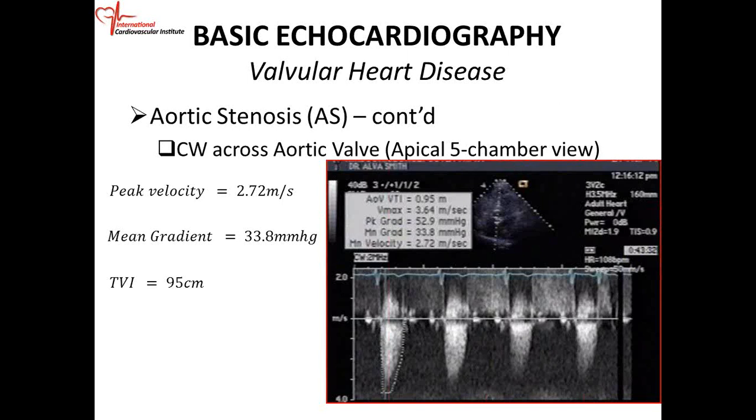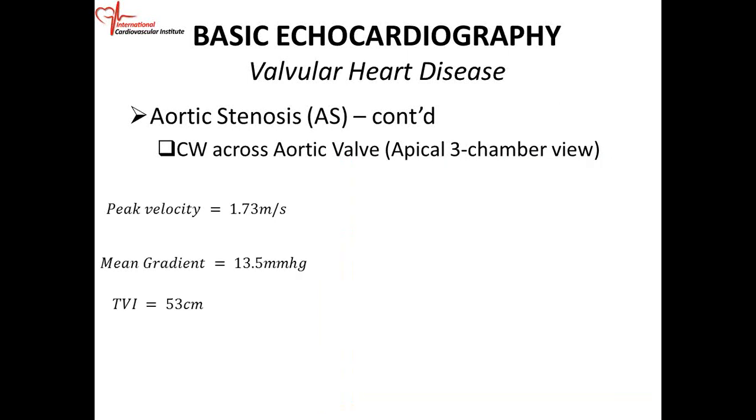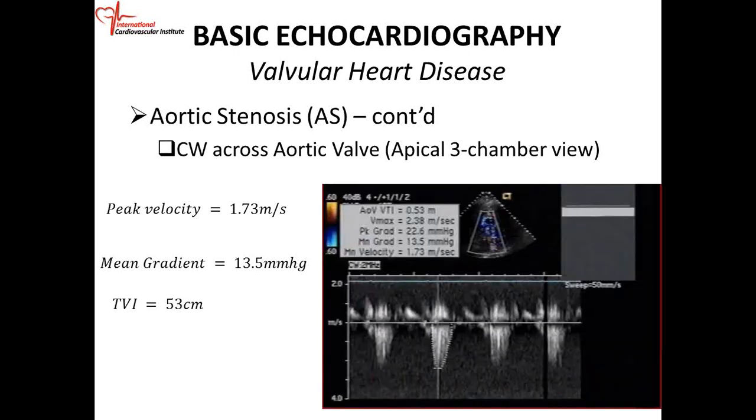It has to be done from multiple windows, because you want the maximum velocity. You can see in this case, it's the same patient, it was done from a different window, and the velocity here is 1.73, just because the angle is different, okay? So the mean gradient is going to be different, the TVI and everything is going to be different, okay?